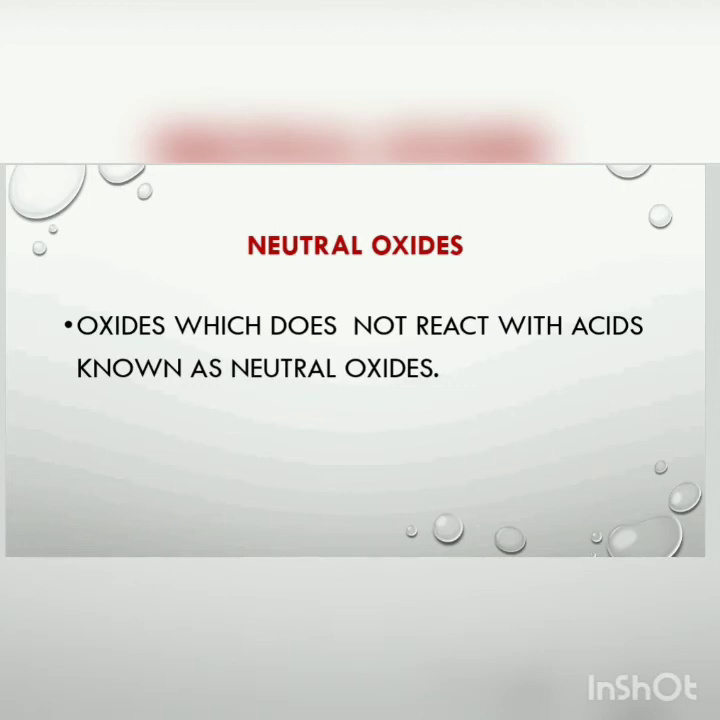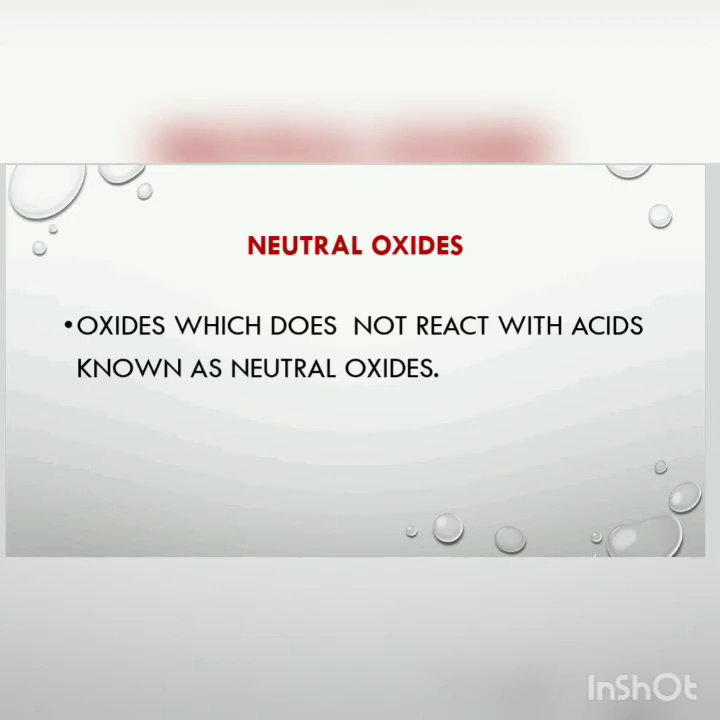So what is the formula of nitrous oxide? What is the formula of carbon monoxide? Yes, you are right. The formula of nitrous oxide is N2O and carbon monoxide is CO. Right. So carbon monoxide is CO and nitrous oxide is N2O. This is also known as laughing gas.